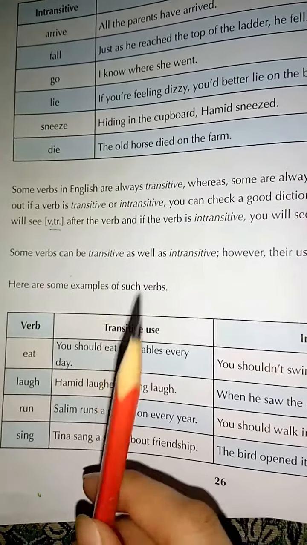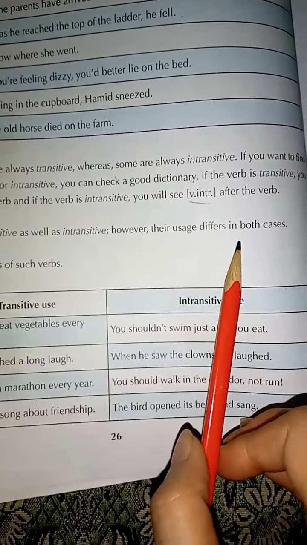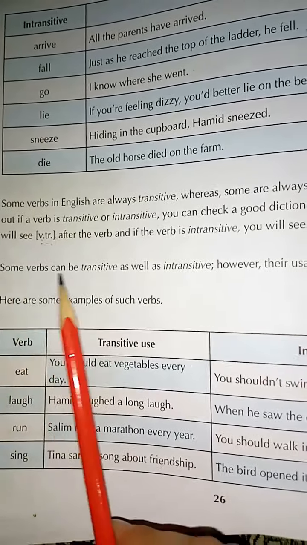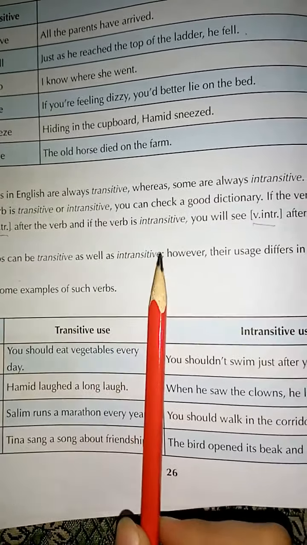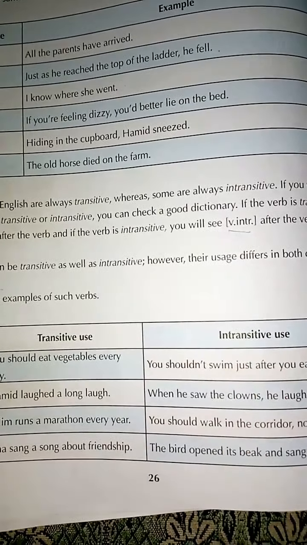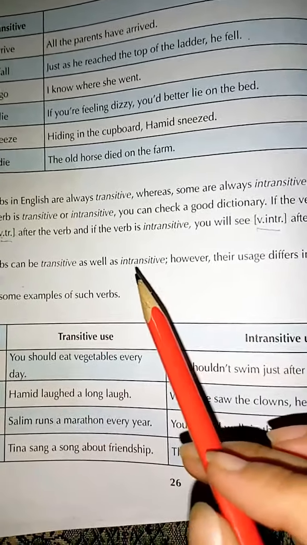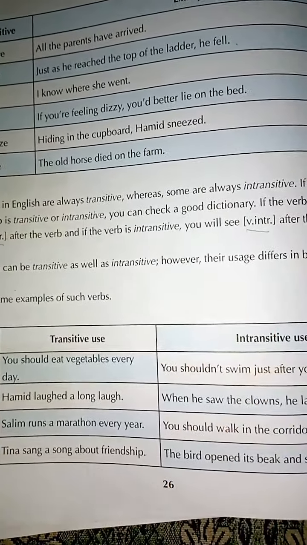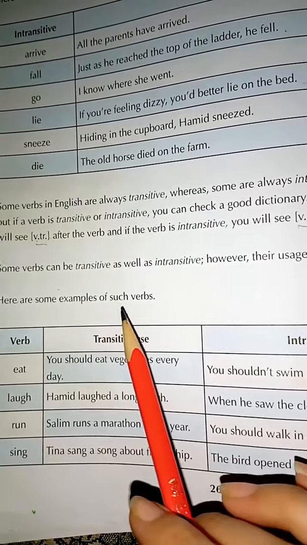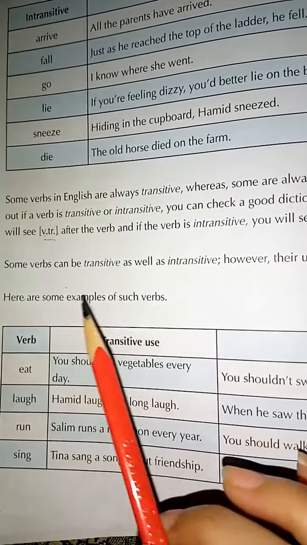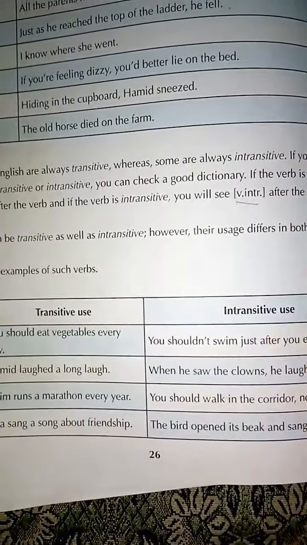Then some verbs can be transitive as well as intransitive, however their usage differs in both cases. When you use a verb as transitive or intransitive, the usage will be different in both cases. When you use it as transitive, its meaning will change. If you use it as intransitive, its usage will be different. Here are some examples of such verbs. These examples show you the verb and how you are going to use it as a transitive or intransitive verb.